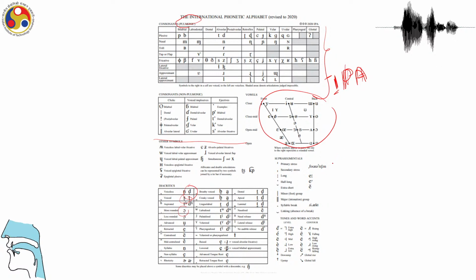And then also in the IPA chart, we have ways of showing suprasegmentals and also tones and accents in the world's languages. So this is, in a nutshell, the wide variety that we come to see in the world's languages, represented by the International Phonetic Alphabet system in this way.